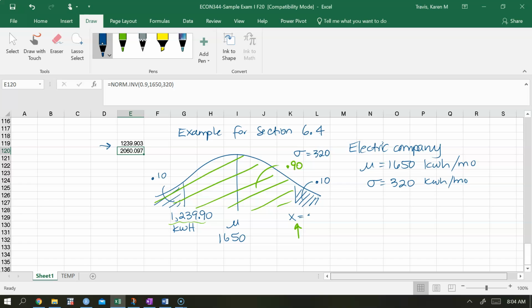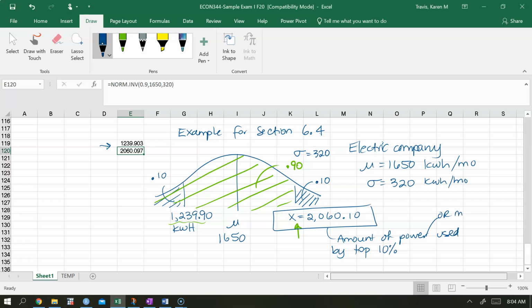So this is 2,060.10. That's the amount of power used by the top 10%. What we're saying by the top 10% is they're using that amount of power or more to make it into the top 10% of customers.